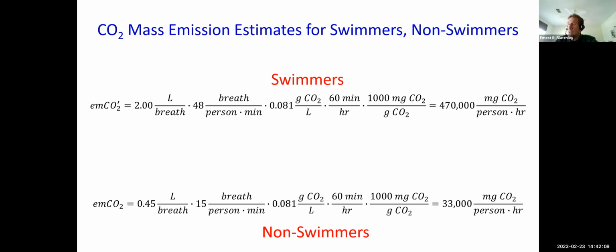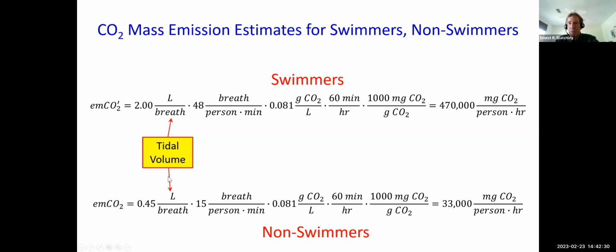And let me just walk you through this. What I'm presenting here are emission rates for individuals, a single person, either a swimmer or a non-swimmer. What's represented in these equations is, first of all, the so-called tidal volume. That's the volume of air that you either breathe in or breathe out per breath. And what we're comparing is that volume for a swimmer versus a non-swimmer.